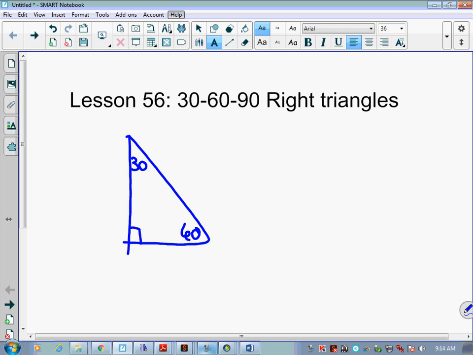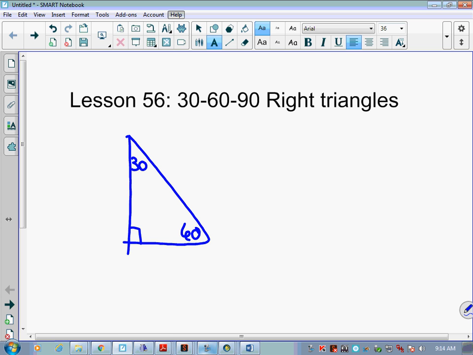In the 45, 45, 90, it was pretty easy because it was 1 to 1 to 1 radical 2, or easier yet, x, x, x radical 2, right? It was easy because 45 and 45 are the same. It's going to make an isosceles triangle, which means 2 out of the 3 sides are the same. And then my hypotenuse is my leg times radical 2. 30, 60, 90 is going to be a little bit different than this.